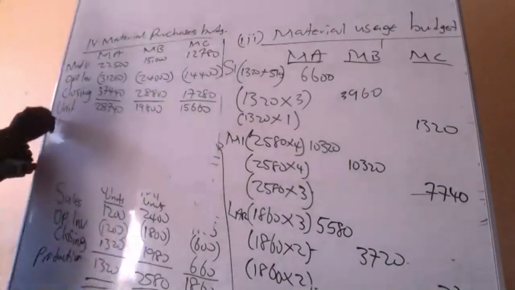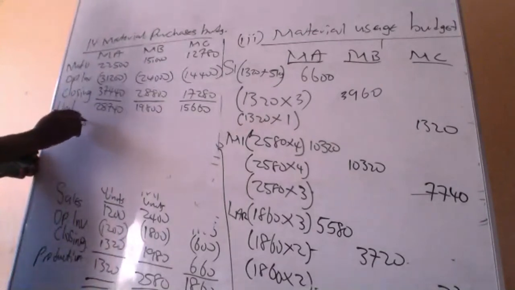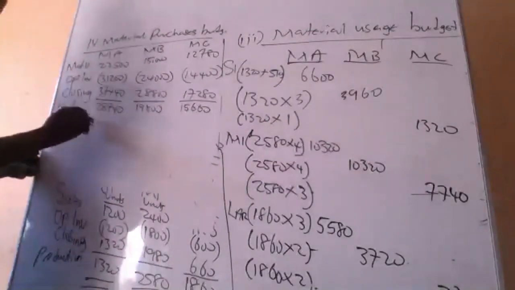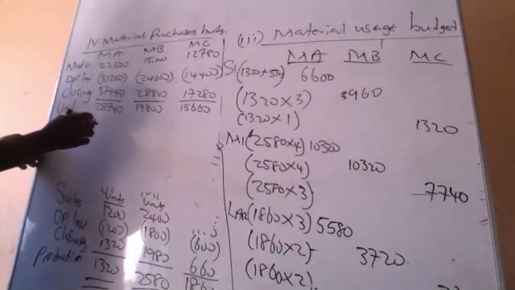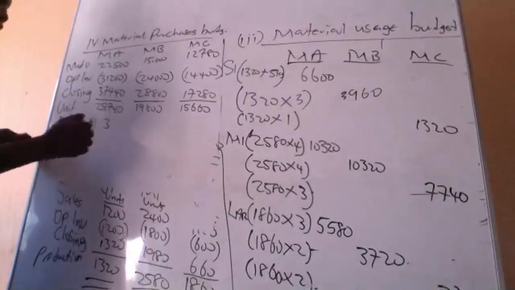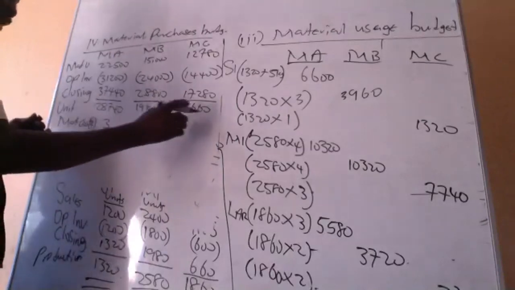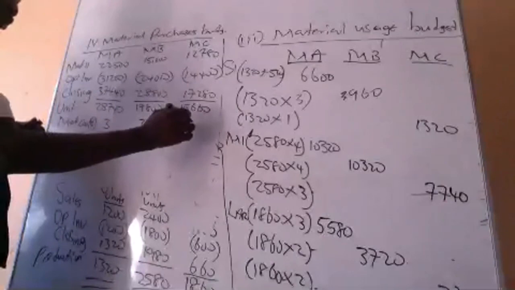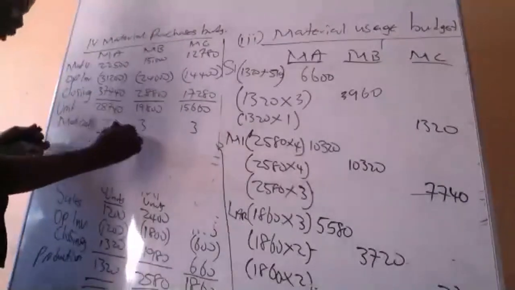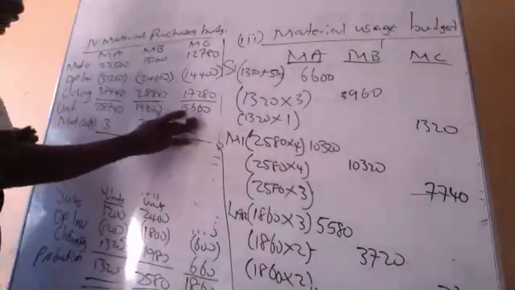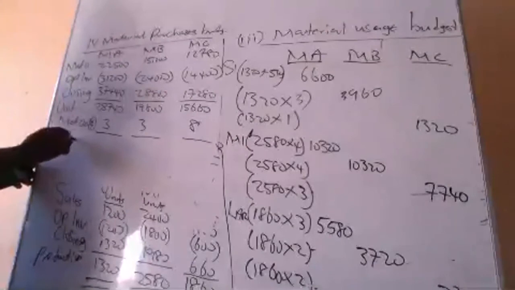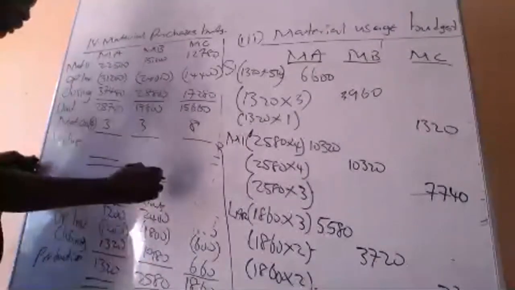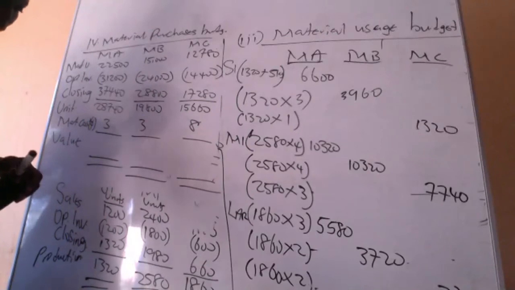Then you bring the material cost. What's the material cost, the cost of the material in Ghana cedis? So material A is still at what, the cost price? 3 cedis. And then material B is 5 cedis, and then C is 8 cedis. Okay, fine. So the value will be the material purchase value, and finally you get the overall total.